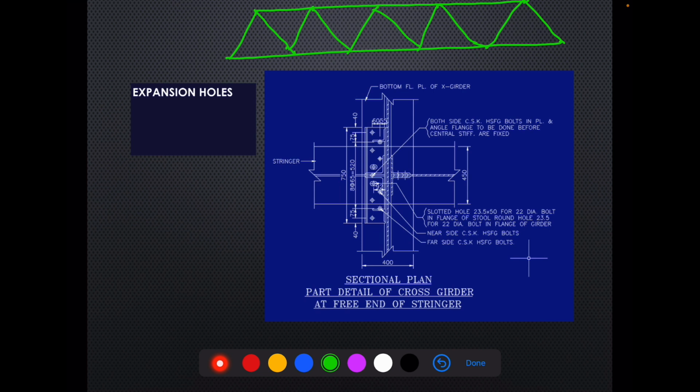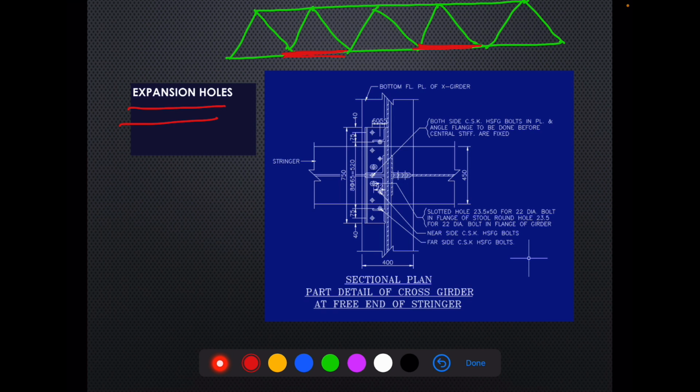So longitudinally they expand and contract. So what happens? We provide a stringer expansion arrangement in the form of expansion holes on alternate stringer locations. Okay. So what we do, we provide this slotted hole. This is a slotted hole. This is a slotted hole. See it again. Yeah. So these are slotted holes.